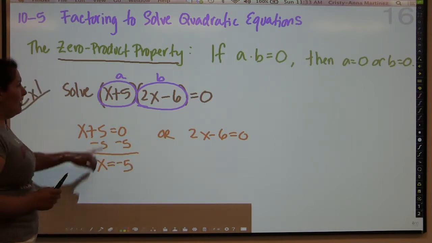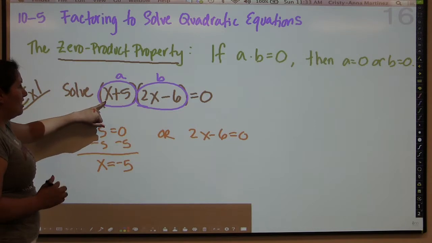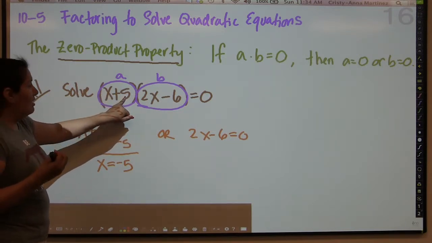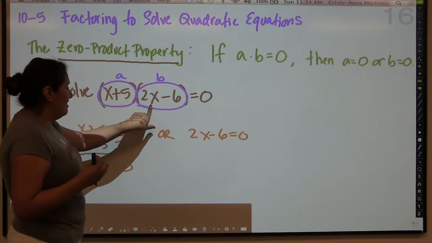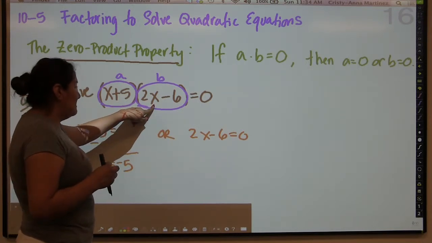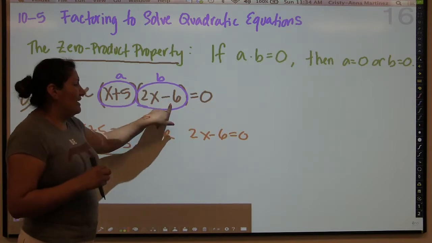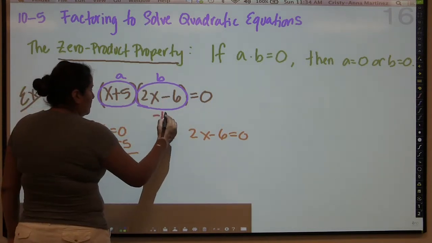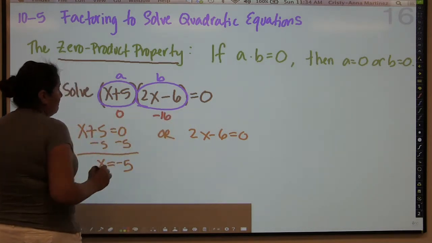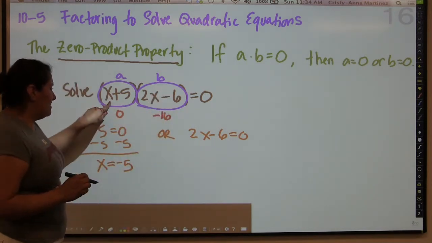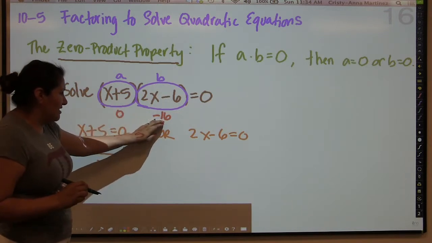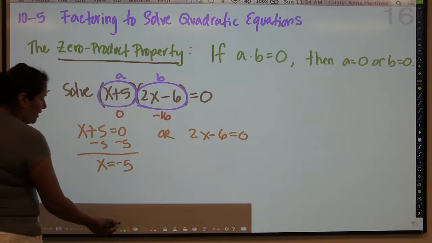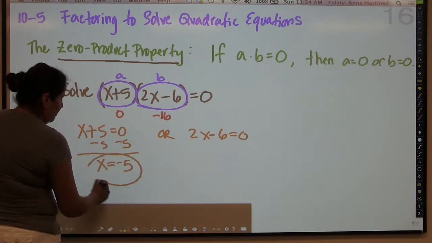And we know that if we plug negative 5 into the original equation to check the answer, negative 5 plus 5 is in fact 0. And when you plug negative 5 into this, 2 times negative 5 is negative 10. Negative 10 minus 6 is going to be negative 16. But like I said before, it doesn't matter what B is because if this is 0, then 0 times negative 16 will still be 0. So you can see why that works when we separate them. So we know that one of the solutions is x equals negative 5.